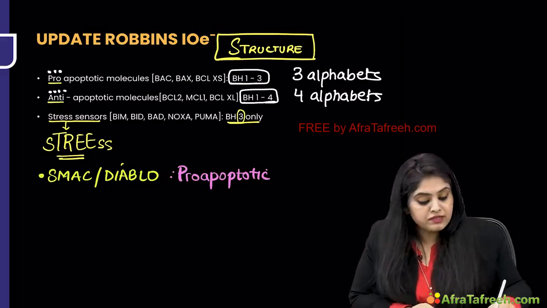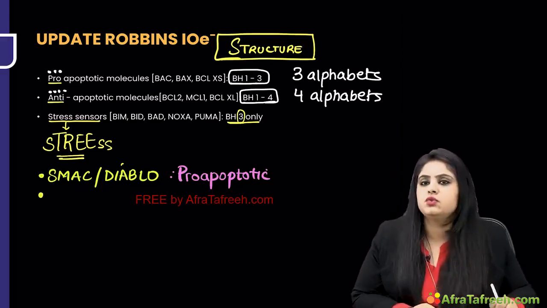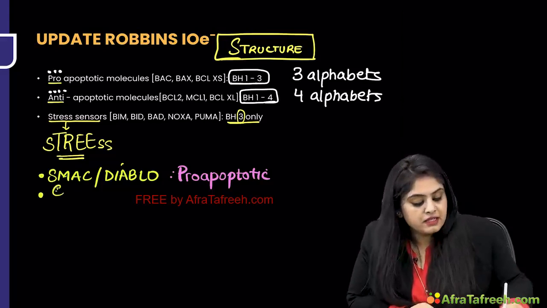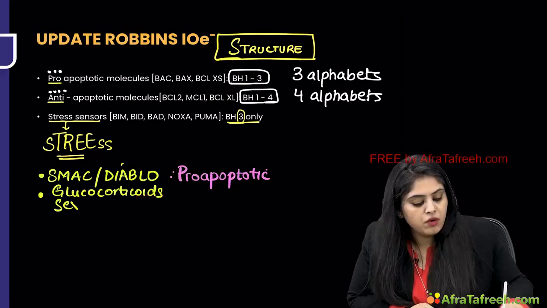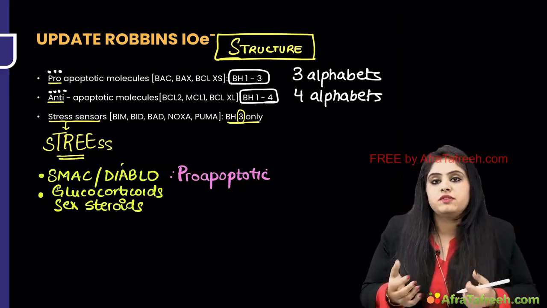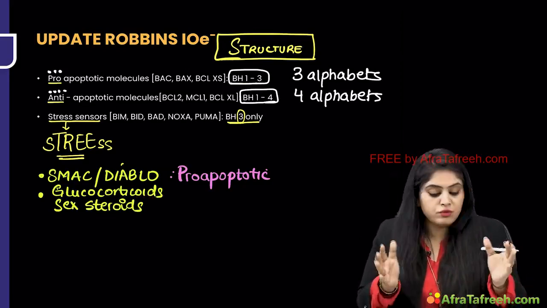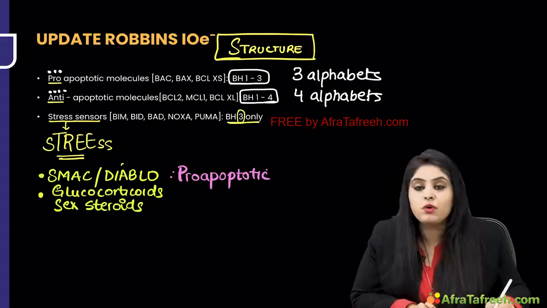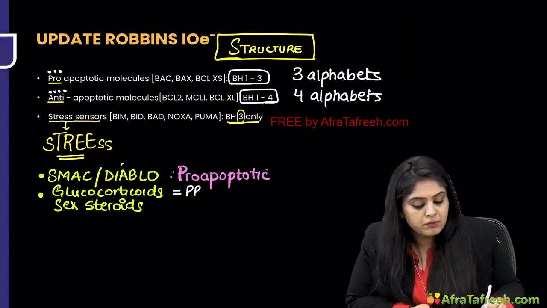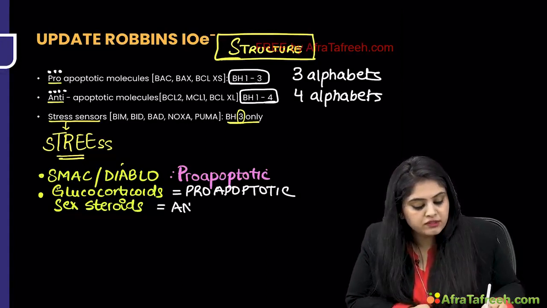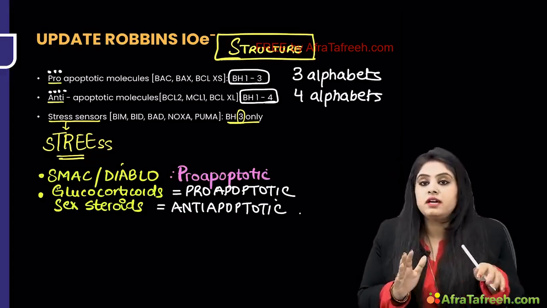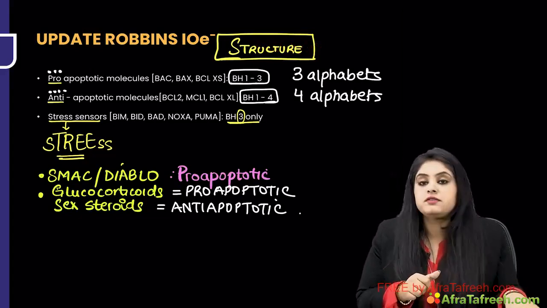Next, they also started doing studies on certain drugs. These are all one-liners which you quickly have to go through in updates. They started asking us how are glucocorticoids and how are sex steroids involved? Glucocorticoids and sex steroids, which of them is pro-apoptotic, which of them is anti-apoptotic, and there's a lot of confusion over it. So I'll tell you what all the standard books and the important books say. Glucocorticoids are pro-apoptotic, and sex steroids are anti-apoptotic. Again, all one-liners, and we'll quickly revise these 5 one-liners which are updates.